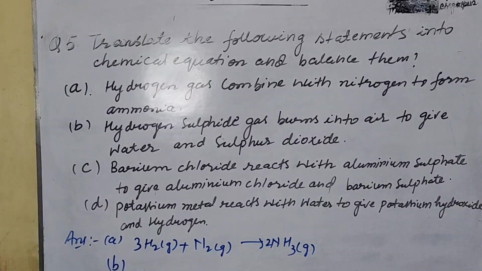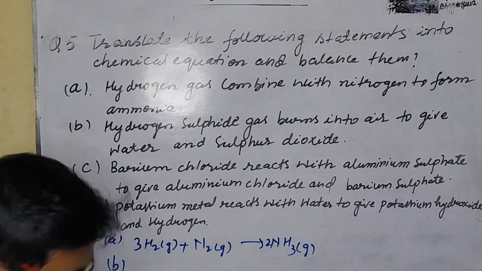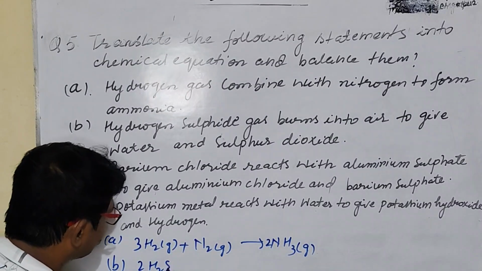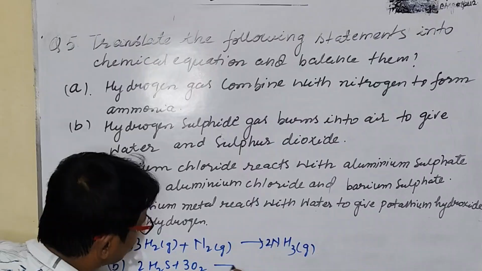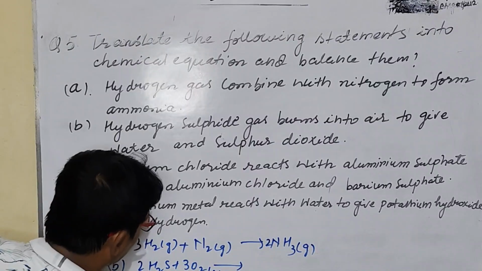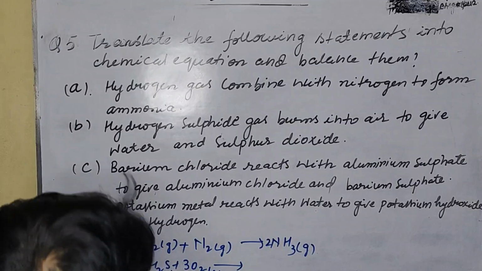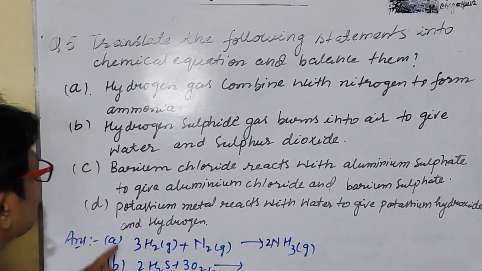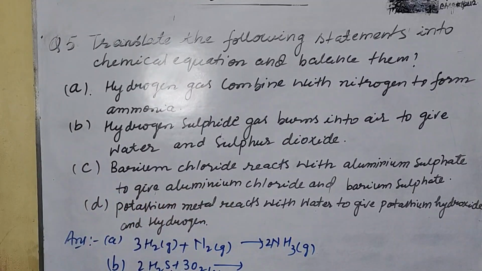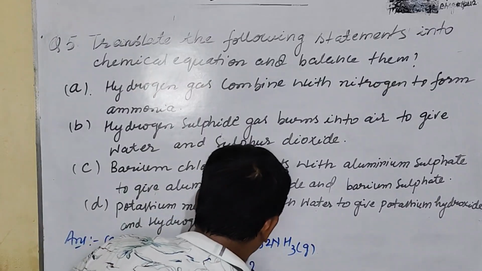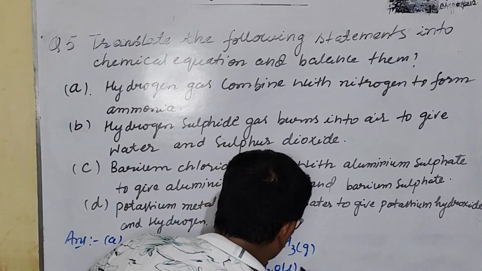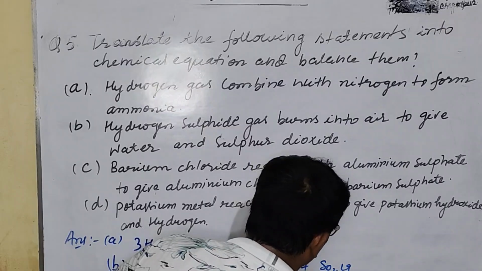B number, hydrogen sulfide gas plus oxygen, it gives water and sulfur dioxide gas.